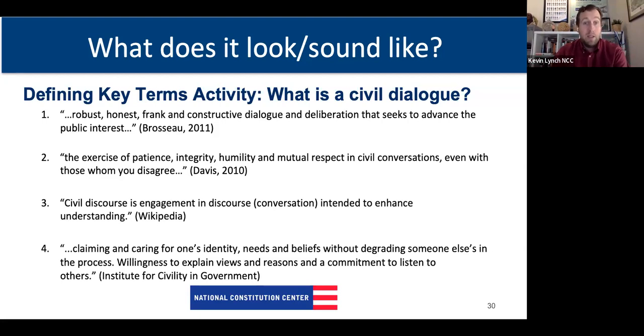And if there is one of these that particularly resonates with you, put in the chat, 1 through 4. We have found in the past that teachers sometimes are reluctant to put 3 down. And I wonder if that's because the source is Wikipedia. I picked 2. Absolutely. So yes, this idea of an exercise in patience, integrity, humility, and mutual respect, even for those with whom you disagree.